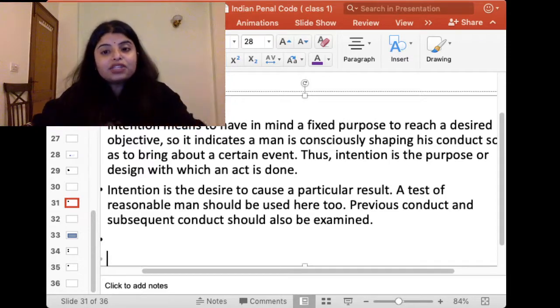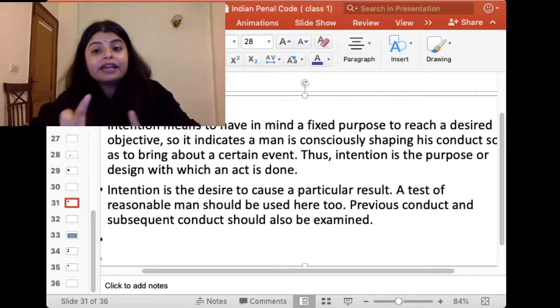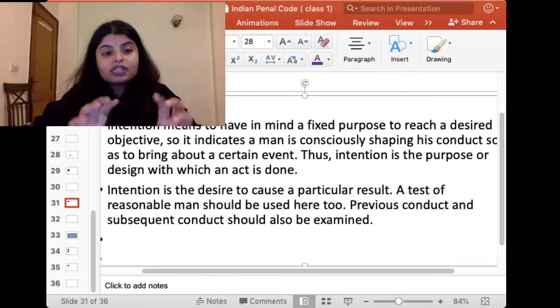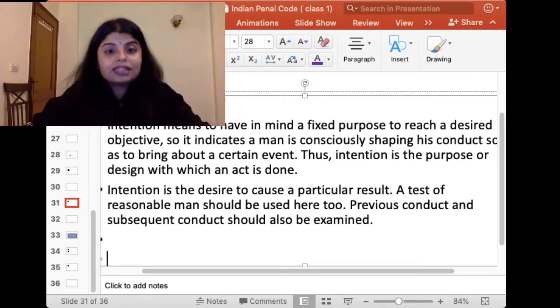See, intention means to have in mind a fixed purpose to reach a desired objective. So something that you're doing consciously. It's a purpose or design. It's a design to cause a particular result. But why have you done that particular thing? That is called motive.